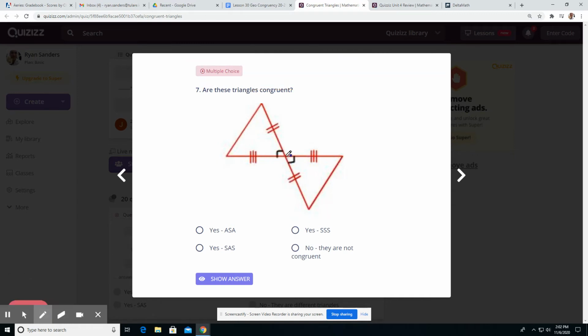Are these triangles congruent? Here's your bow tie example. 3 ticks, 3 ticks, 2 ticks, 2 ticks. So side, angle, side. Do you have that? 3 ticks, side. That angle, yep, angle, side, 2 ticks. Side, angle, side is one of them.